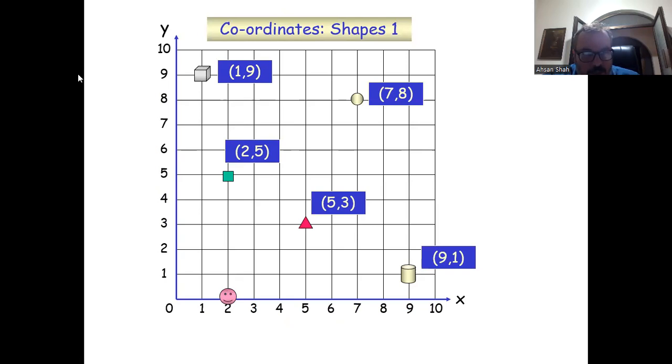This is an interesting point to consider. At this point, x is 2, but as I told you, y changes vertically. So along the x-axis, y is 0. So this point has the coordinates 2 comma 0. Similarly, this point has the coordinates 7 comma 0.